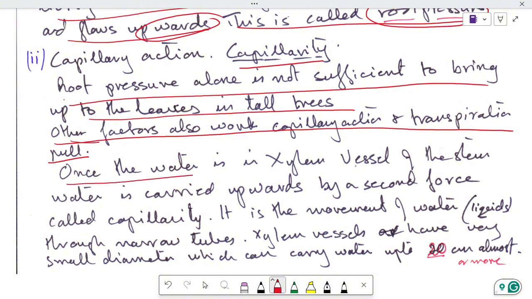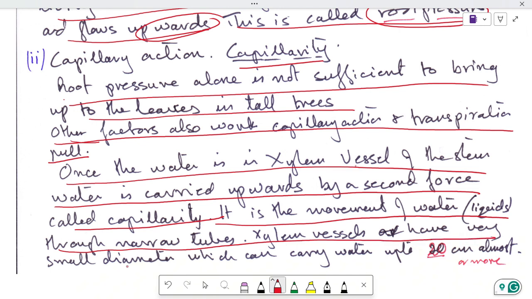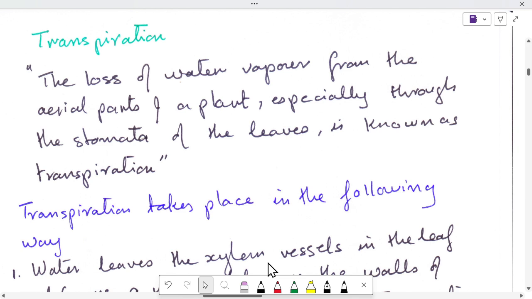Once the water is in the xylem vessel of the stem, it is carried upwards by a second force called capillarity. It is the movement of water, or liquids, through narrow tubes. Xylem vessels have very small diameters, which can carry water up to 20 centimeters, almost, or a little more. Now we have the third property, that is transpiration.